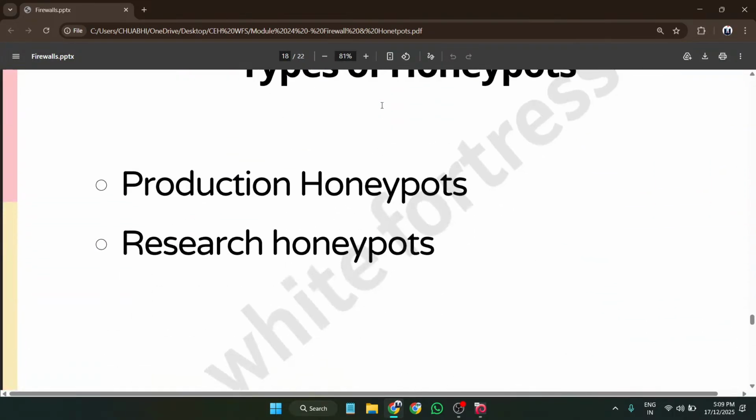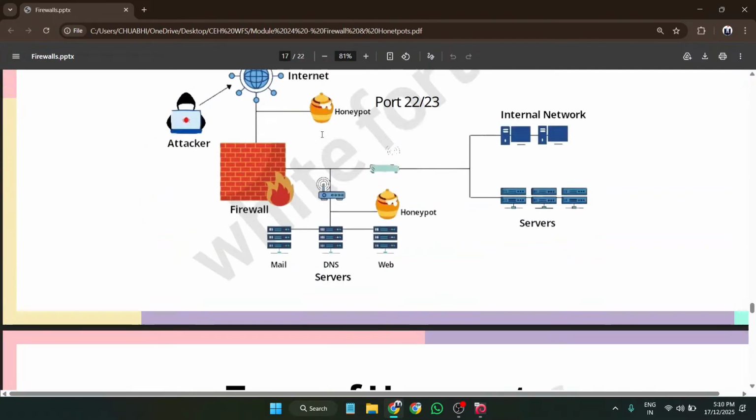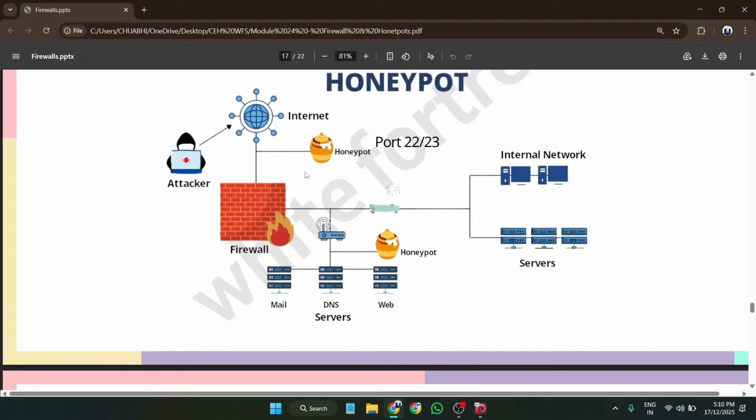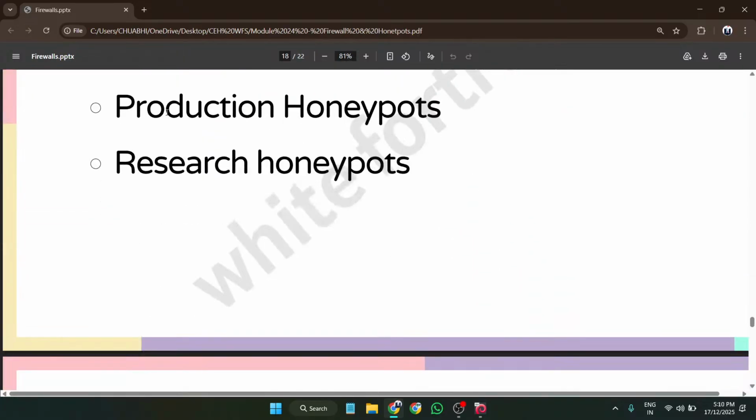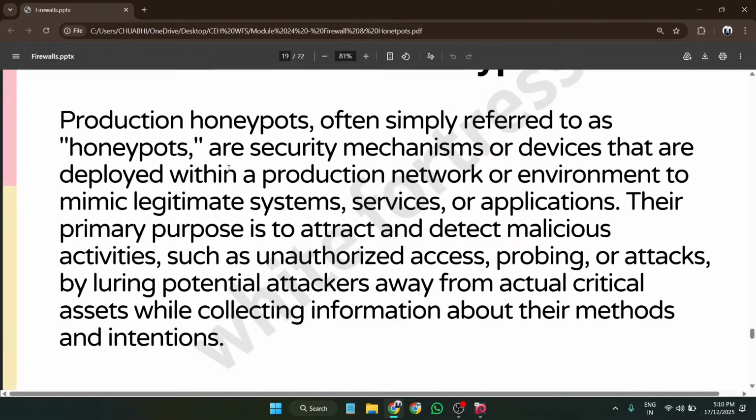Okay, so now let's talk about types of honeypot. We have already seen over here that here was one honeypot and here is another honeypot. Production honeypots, often simply referred to as honeypots, are security mechanisms or devices that are deployed within a production network or environment to mimic a legitimate system.